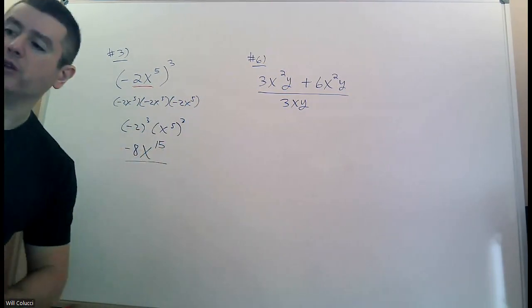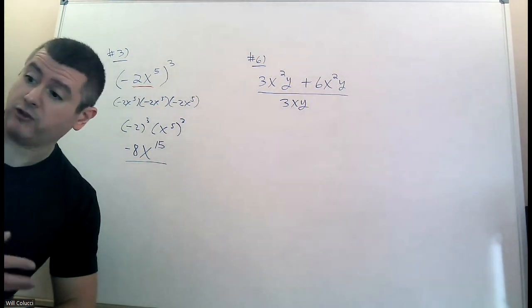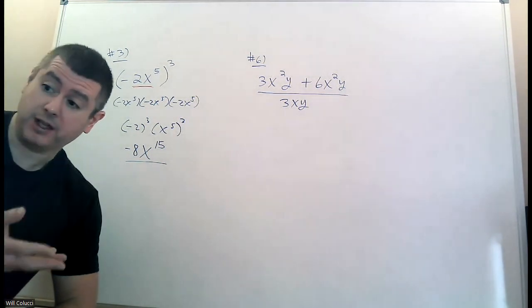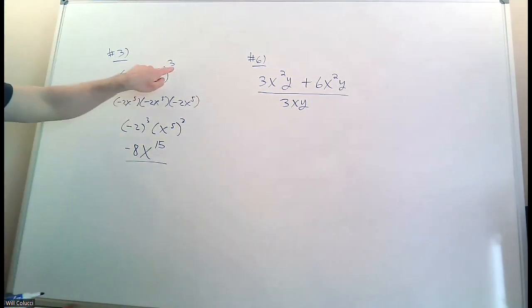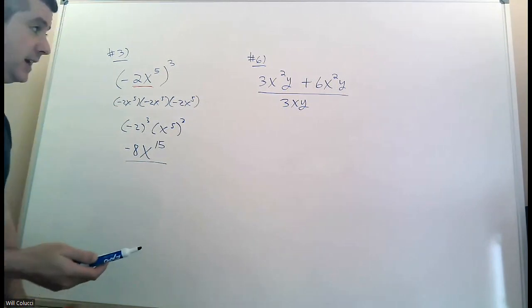So when you do power to a power, you multiply the powers. The exponents get multiplied. Very simple. When there's a number there, just multiply that number that many times, whatever it was. If that had been 4, I would have had -2 to the 4th power, which would have been positive 16.